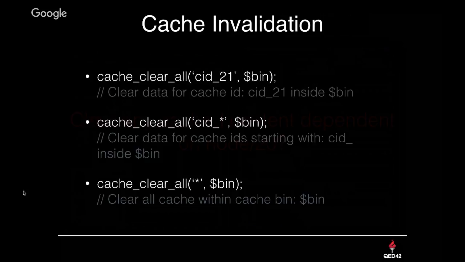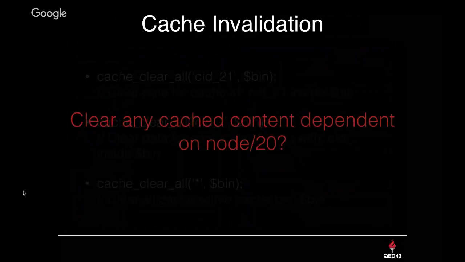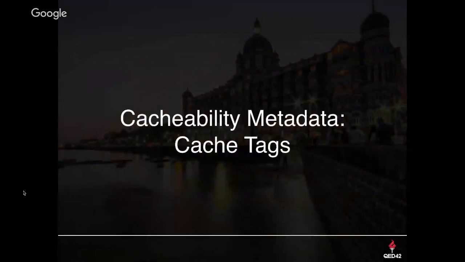There were only ways to clear cache by specifying a specific cache ID or providing it a wildcard or deleting all of the cache entries inside a bin. There's no way to say clear any cache content which is dependent on node/20. Now to fix this, Drupal 8 came with a concept of cache tags.